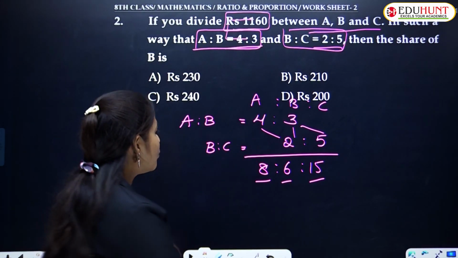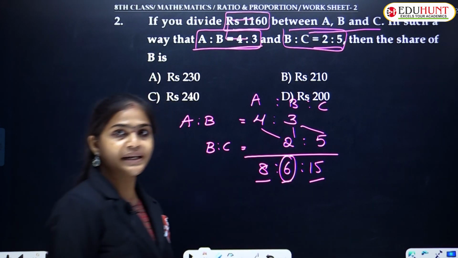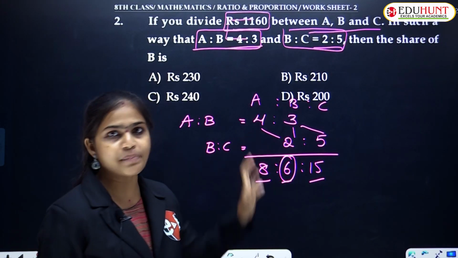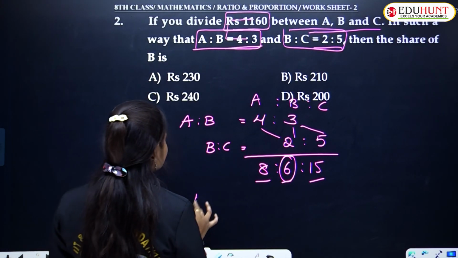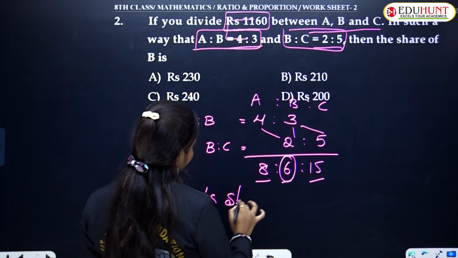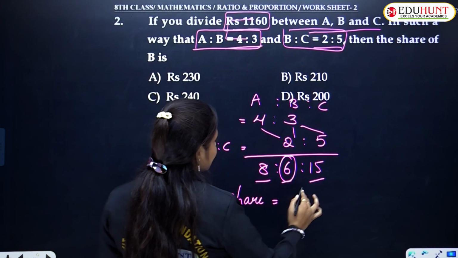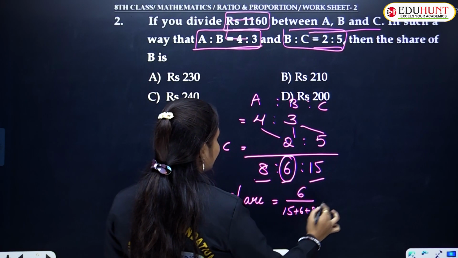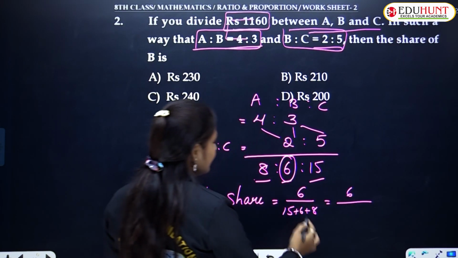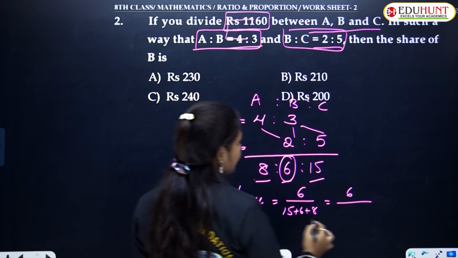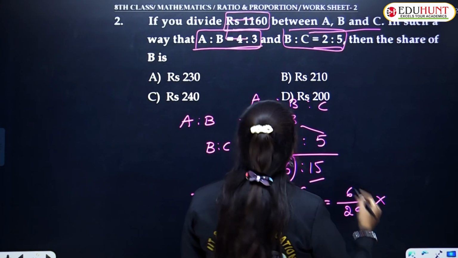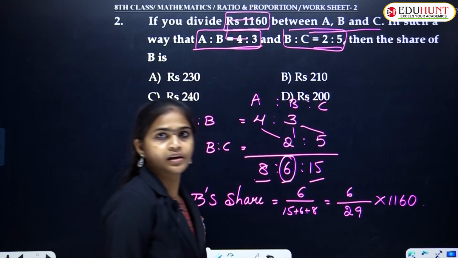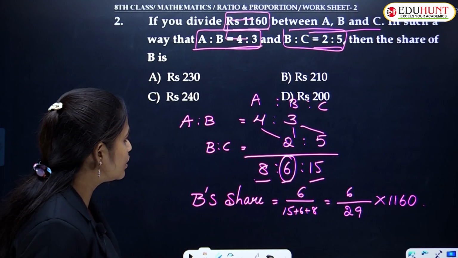Now they are asking what is the share amount of B, the person B. Who is having how many parts here? 6 parts. So B's share is 6 by the total number of parts, so 15 plus 6 plus 8, which is equal to 6 by, here 15 plus 6 is 21, 21 plus 8 is 29, into 1160. Clear? So just cancel these two here.